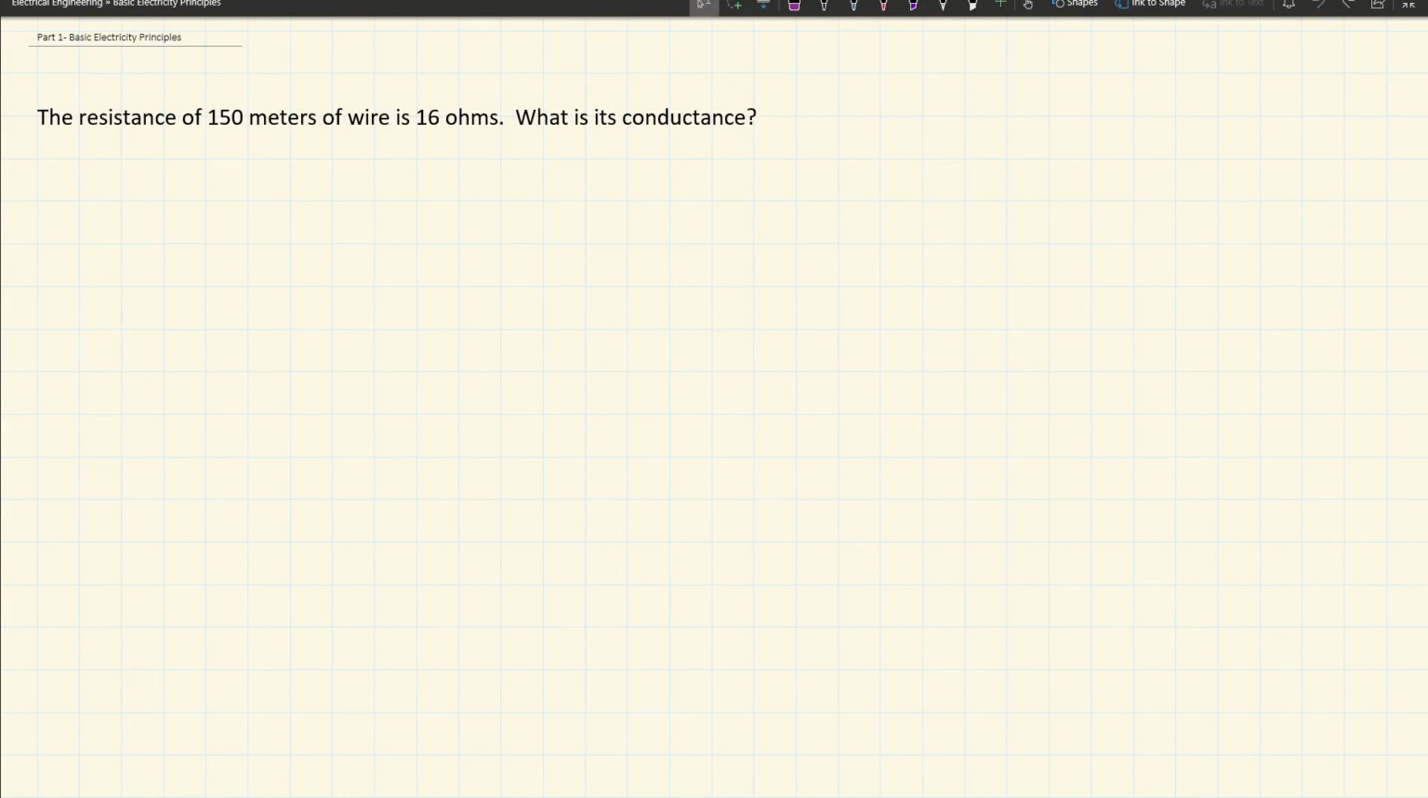This is our sample problem. The resistance of 150 meters of wire is 16 ohms. What is its conductance? So the formula for conductance is the reciprocal of resistance, or 1 over R. So R is 16 ohms. So our conductance is 0.0625 and the unit is mho.